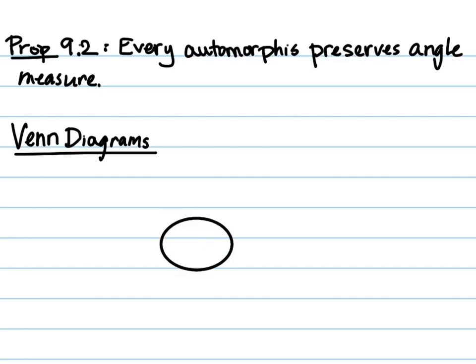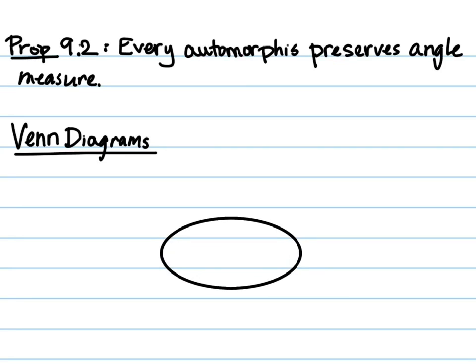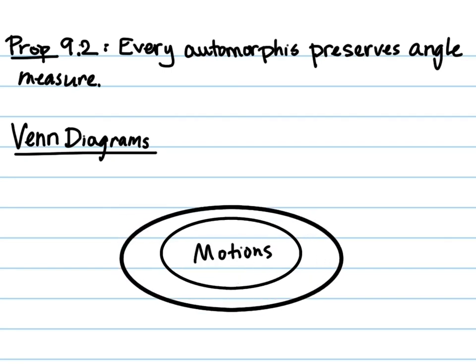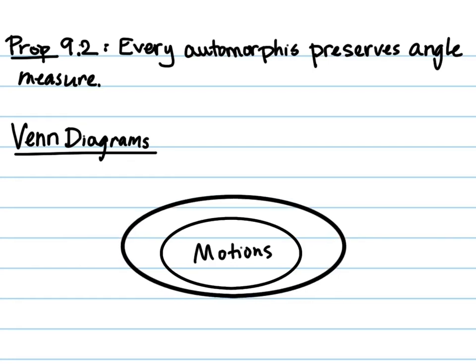So we're going to start in the middle, give yourself some space here. In the middle we have our motions, or our isometries. So motions preserve size, right? They preserve size for us. And then we get something a little bit bigger, which we have just been describing, our automorphisms. Let me give myself enough space to write.